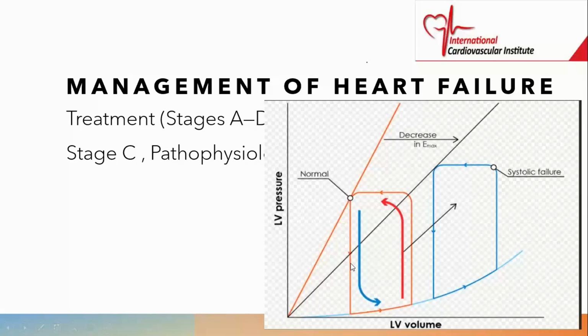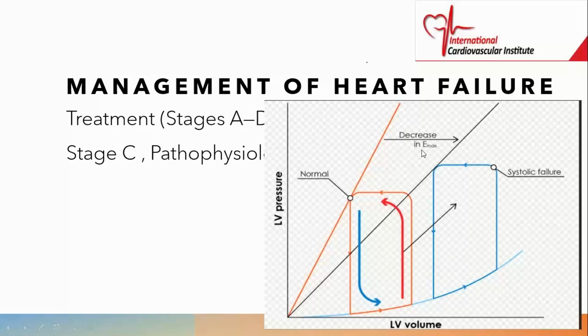The width of your curve is your stroke volume. The width of the curve is the stroke volume. And remember, we said that this line tells you about contractility. This is your end systolic pressure volume relationship. This is the curve of a failing heart. So this is the curve of patients with heart failure with reduced ejection fraction.